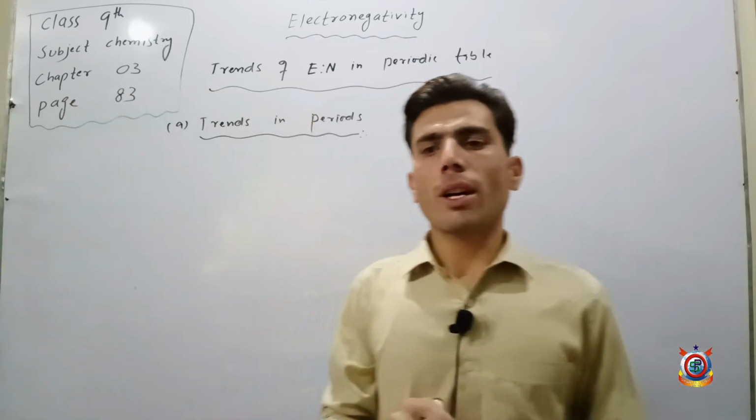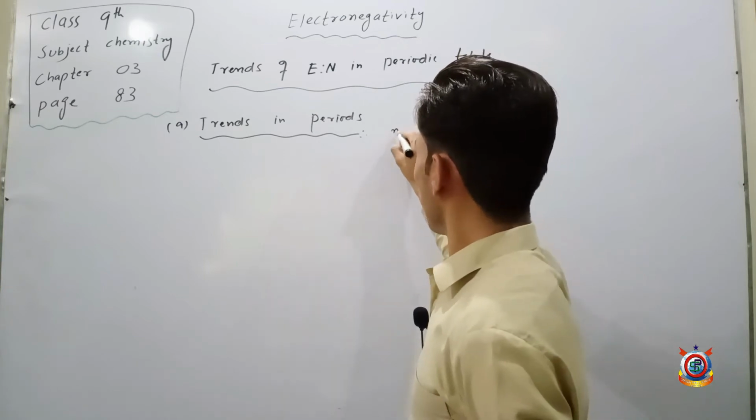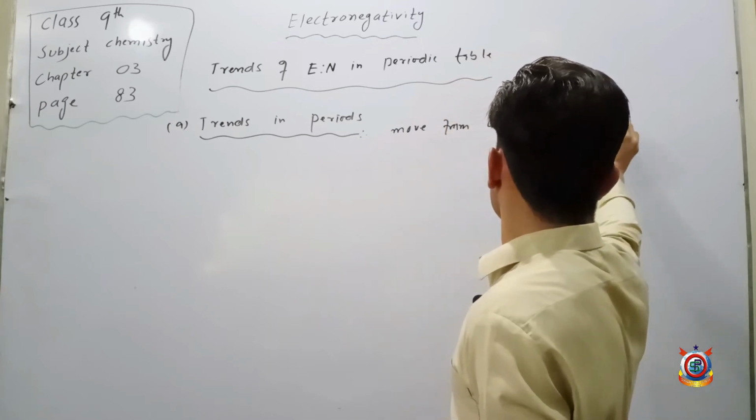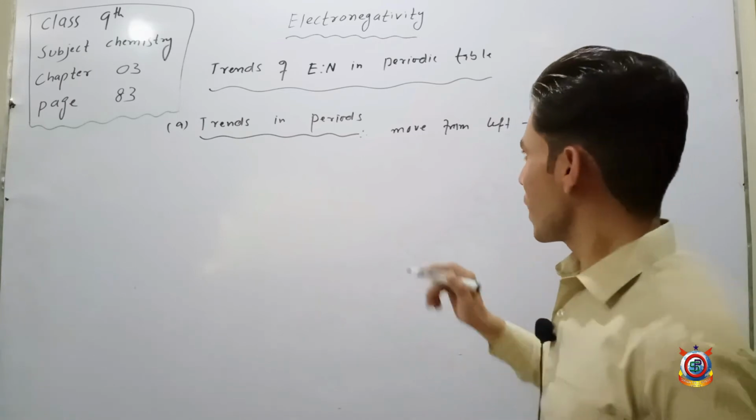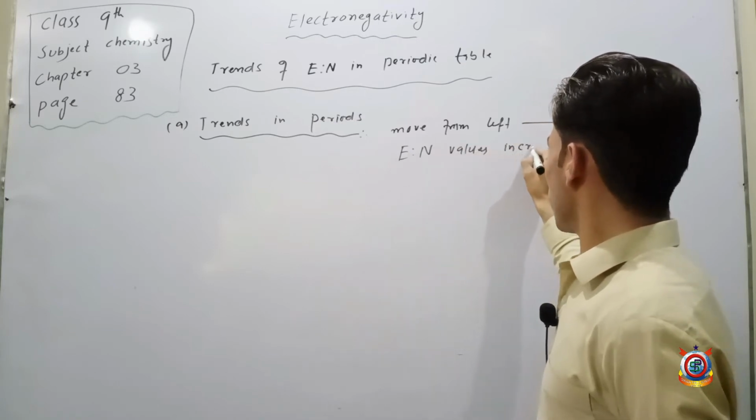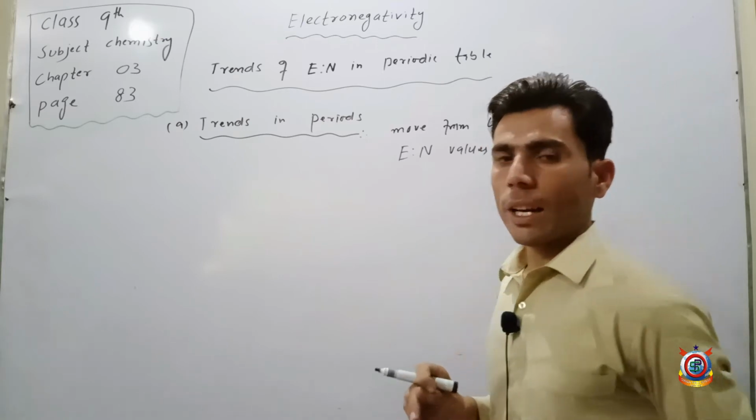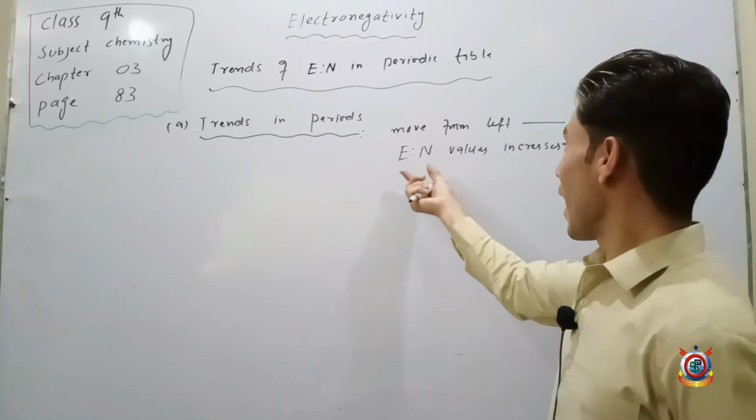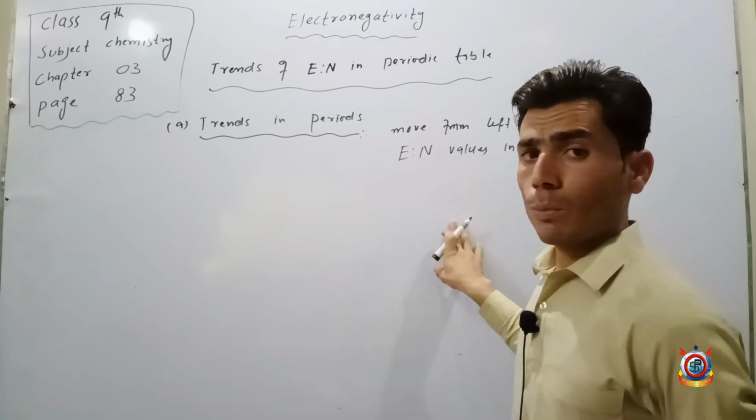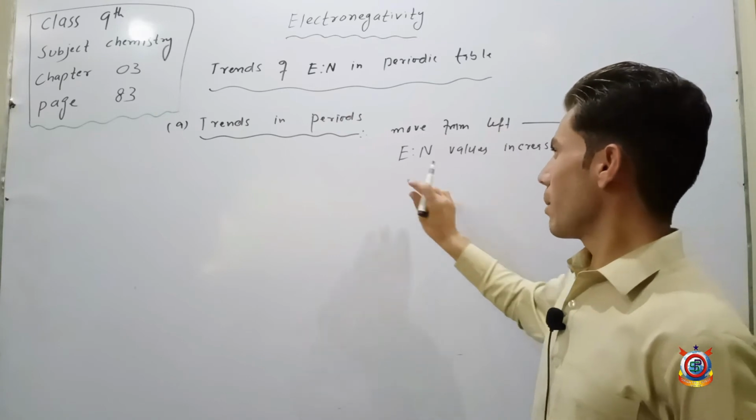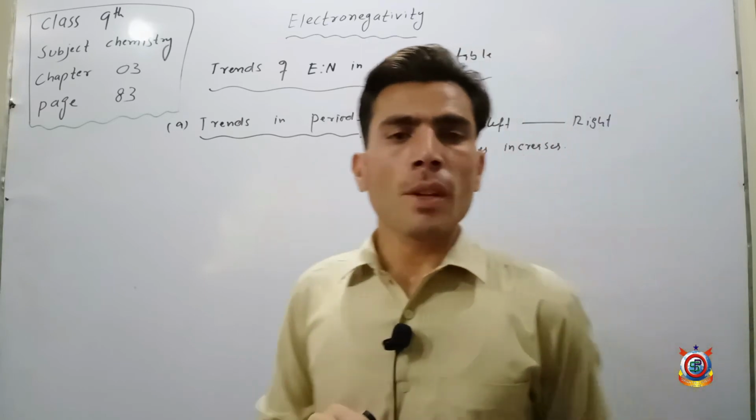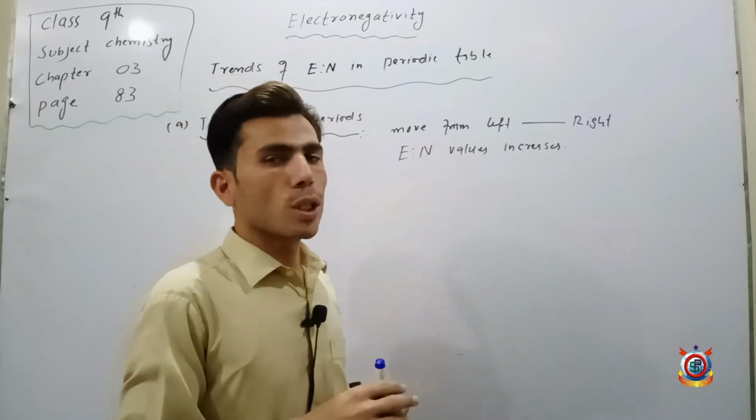Dear students, when we move from left to right in periods in the periodic table, what happens? Electronegativity values increase. An increase is observed in the electronegativity values of the elements when we move from left to right in periods. Electronegativity is represented by EN, E for electro and N for negativity. So why does an increase occur in electronegativity values when we move from left to right?